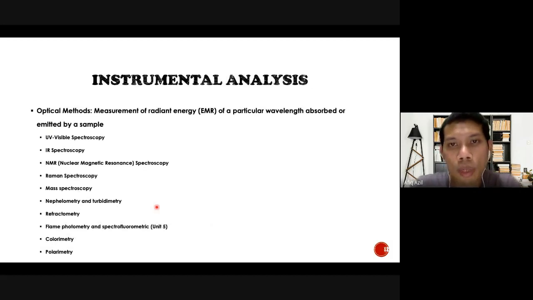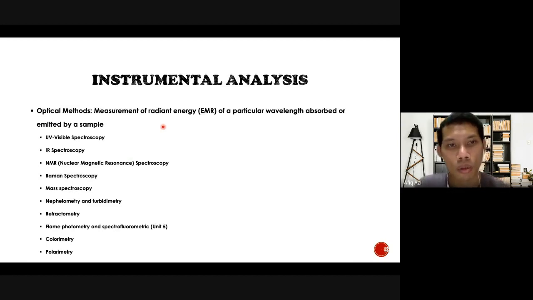For instrumental analysis, there is a wide range of instruments that we can list. So I just list some of the most common ones, the ones that will be used a lot in pharmaceutical analysis. It can be divided into several categories, like optical methods. This one is by the measurement of radiant energy. Okay, EMR is electromagnetic wave, like UV, IR, all those things, of a particular wavelength being either absorbed or emitted by a sample.